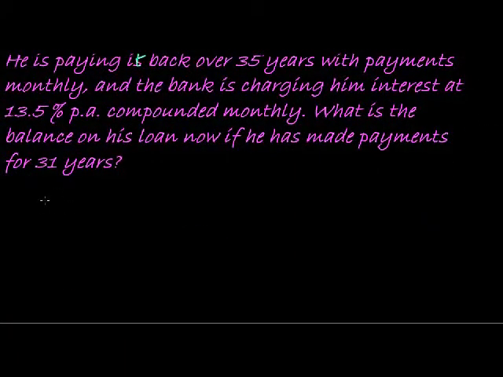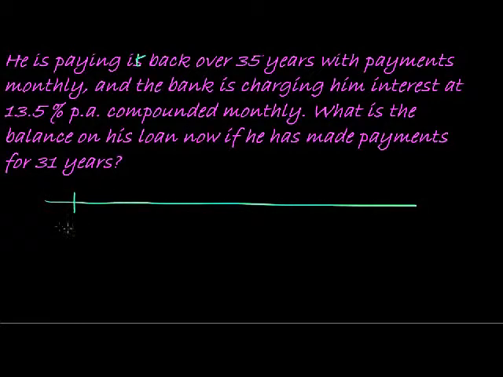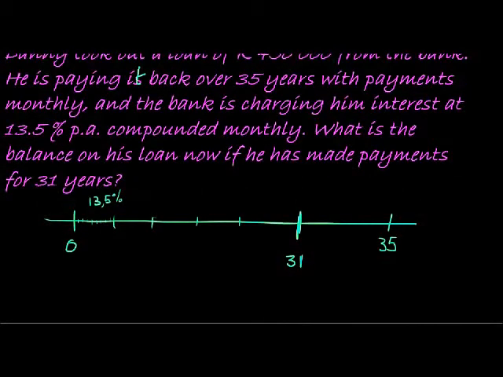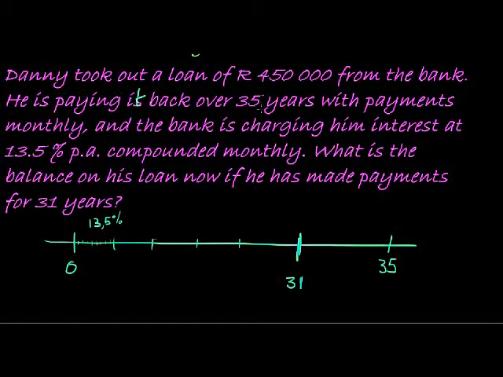Okay, so again, let's do our timeline. Here we go from 0 to 35 years. So here we have the years in between, and we are here somewhere at 31. What's important is that we make monthly payments every year. So put in as much information as you can on this timeline. 13.5% per annum. Do we know what the amount is that he's paying back? Let's see. No, we don't know what the amount is that he is paying back.